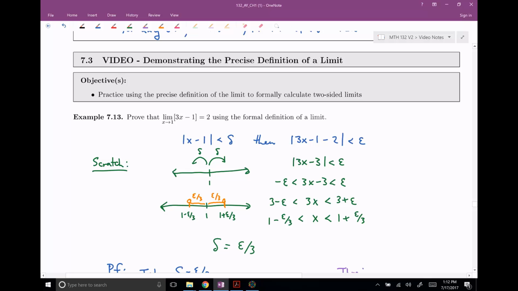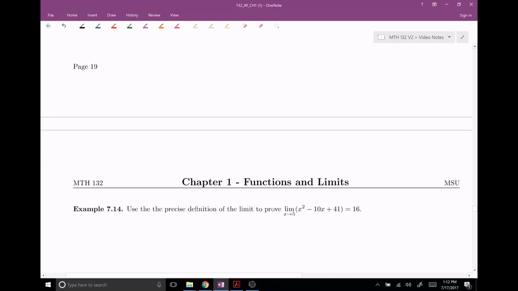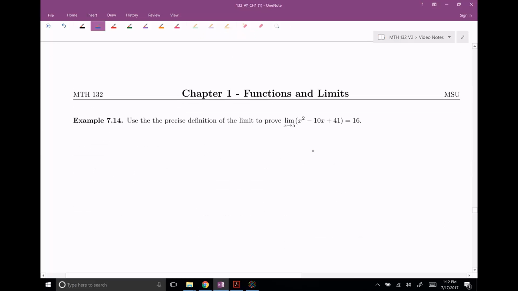Let's try something a little bit more difficult now. So this was a nice linear function. Now let's use one where we have a quadratic function. Again, I would like at the end of the day that no matter what epsilon value you give me, f of x and my limit, which is supposedly 16 in this case, should be within distance epsilon from each other. In order to do this, I'm going to restrict where my x is. I want it to be close to my a value, which in this case is 5. So I'm going to find a good delta value so that the function and 16 are as close as you want, within distance epsilon from each other.